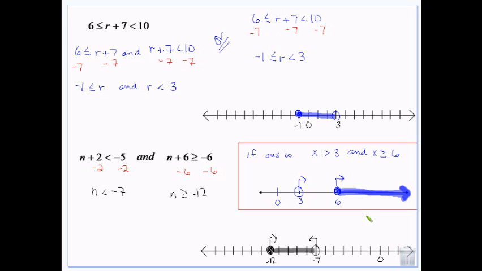Does that make sense? So you don't shade between? You can't shade between because it's and. Okay. So the arrows are both going in the same direction, so you shade this way. If it was the other direction, let's say it was less than 3, less than -6, it would shade that way. Does that make sense? Okay, so it's only no solution if it's an and and they face opposite directions.